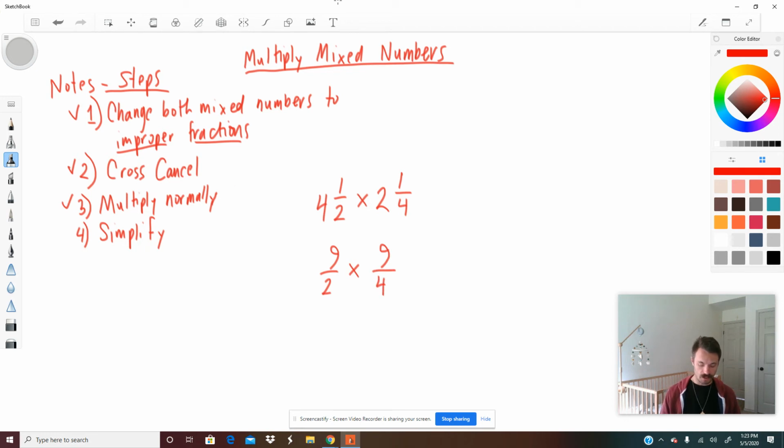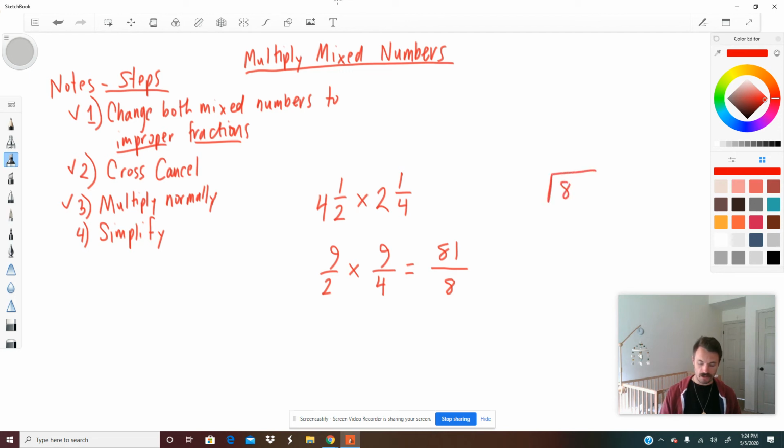Second step, cross cancel. You can't cross cancel here. There's nothing to cross cancel because 2 and 9 have no common factors and 9 and 4 have no common factors. Next, we multiply normally. 9 times 9 is 81. And then 2 times 4 is 8. Okay, now this is an improper fraction, so we have to simplify.